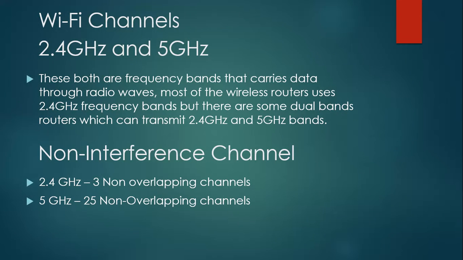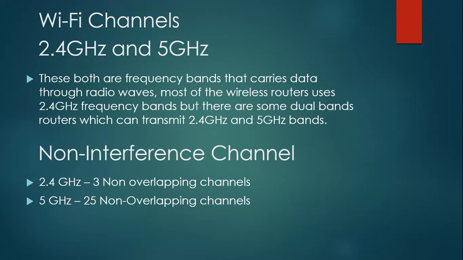There are 11 channels in the 2.4 gigahertz band, but it has only 3 non-overlapping channels. They are channels 1, 6 and 11. If we take the 5 gigahertz frequency band, there are more channels, and 25 non-overlapping channels are available to access.